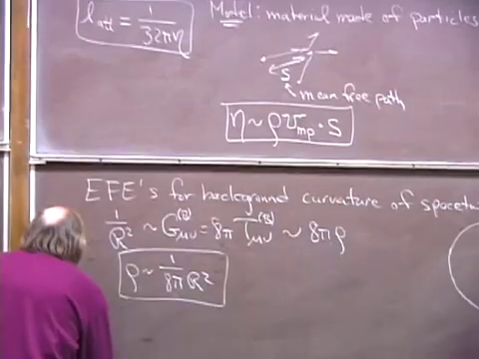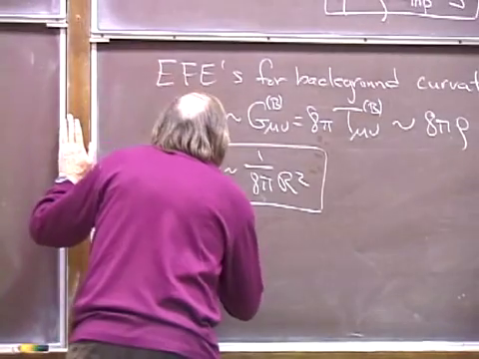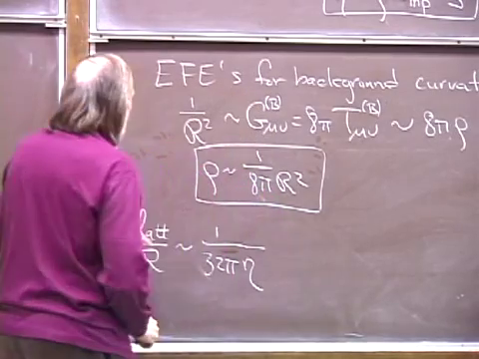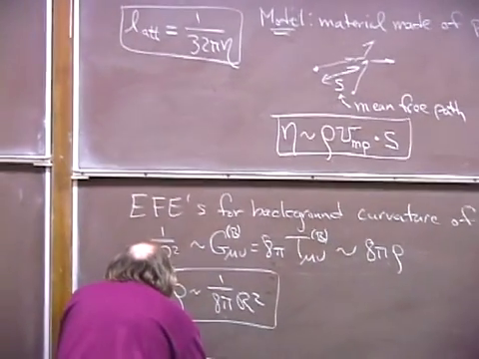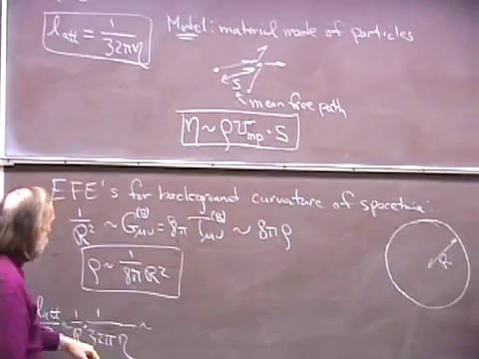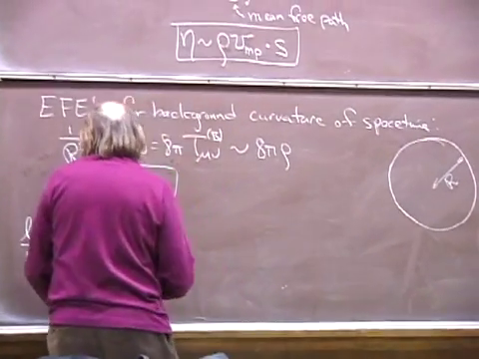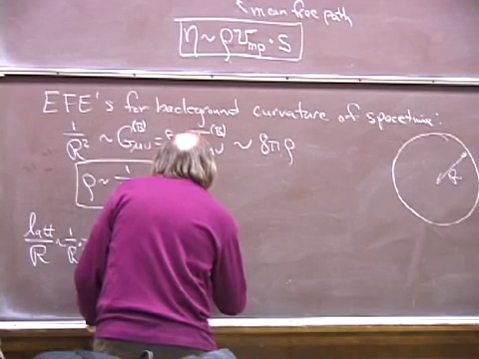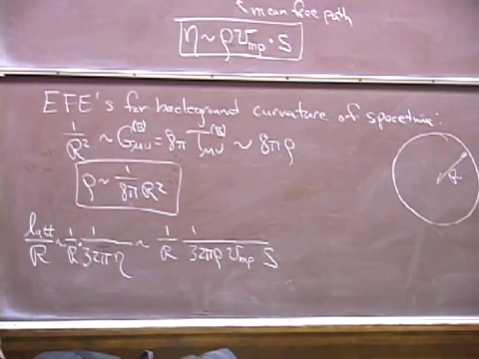And so I want to look at the attenuation length divided by the radius of curvature of the universe. That's going to be 1 over 32 pi eta, and then 1 over r. And then for eta, let me put in rho, the mean particle velocity times the mean free path. So I have 1 over r, 1 over 32 pi rho, the mean particle velocity, and the mean free path of these particles that make up the fluid.